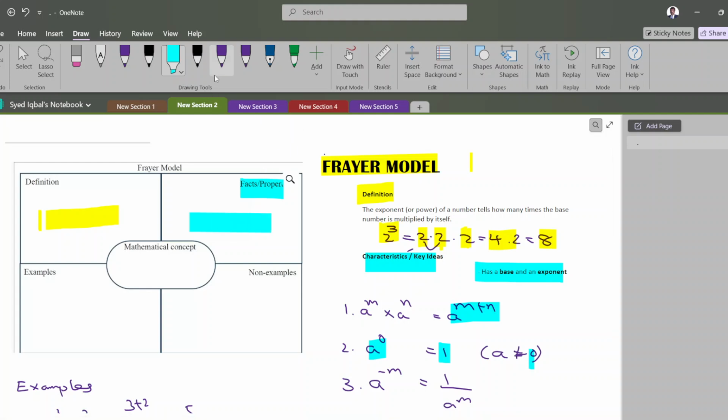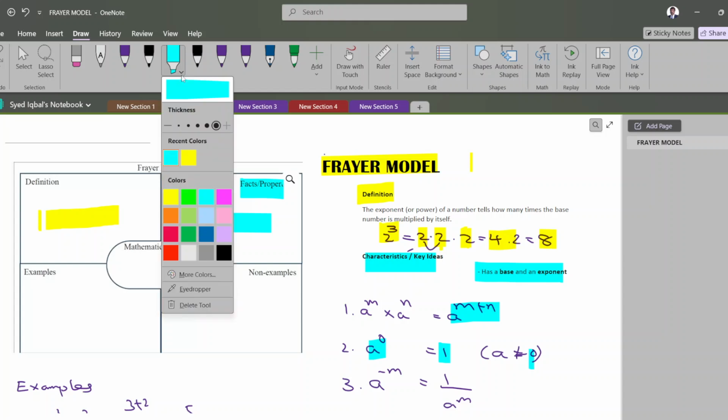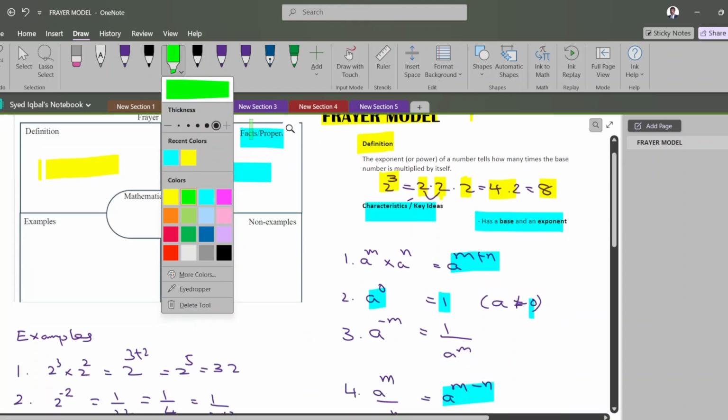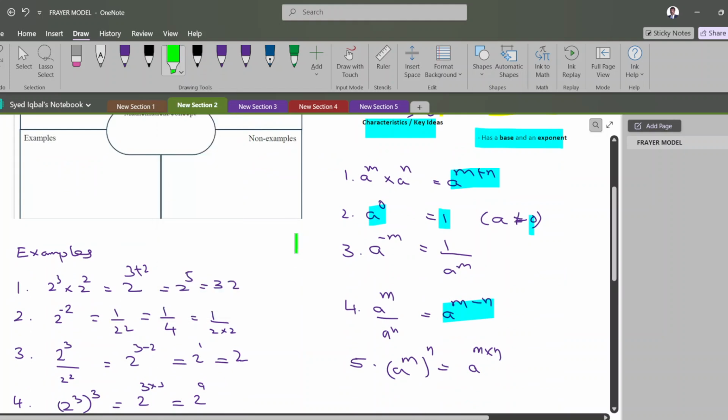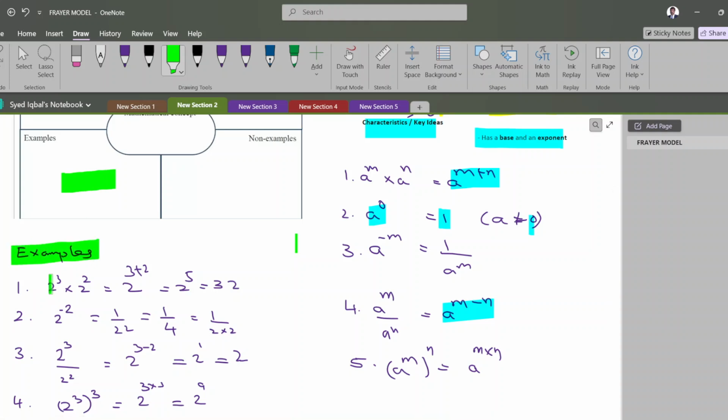This comes under these facts or properties. Then comes the third, the examples. See the example. When the bases are equal, add the powers. Base 2 is there, 3 plus 2 is 5, 2 to the power of 5 is 32. That means 2 is multiplied 5 times: 2 times 2 times 2 times 2 times 2.